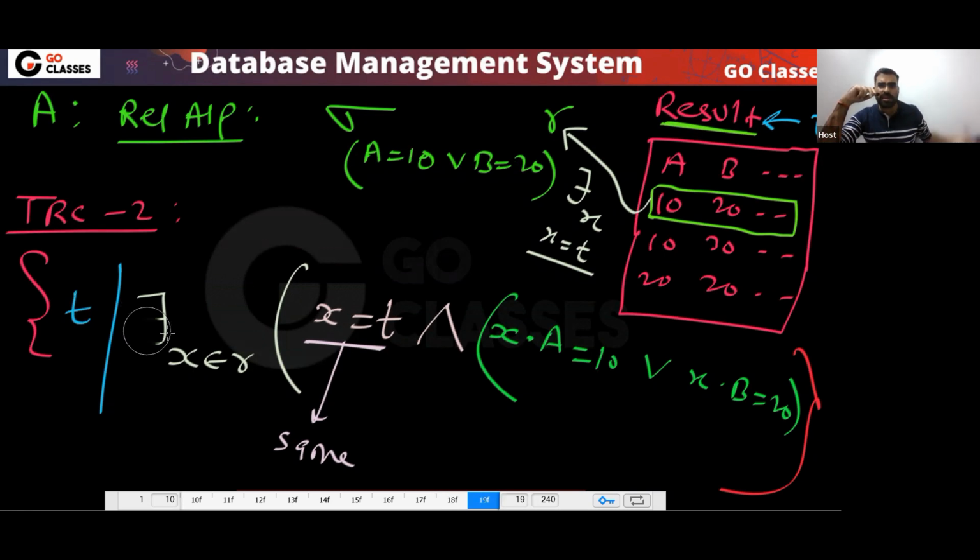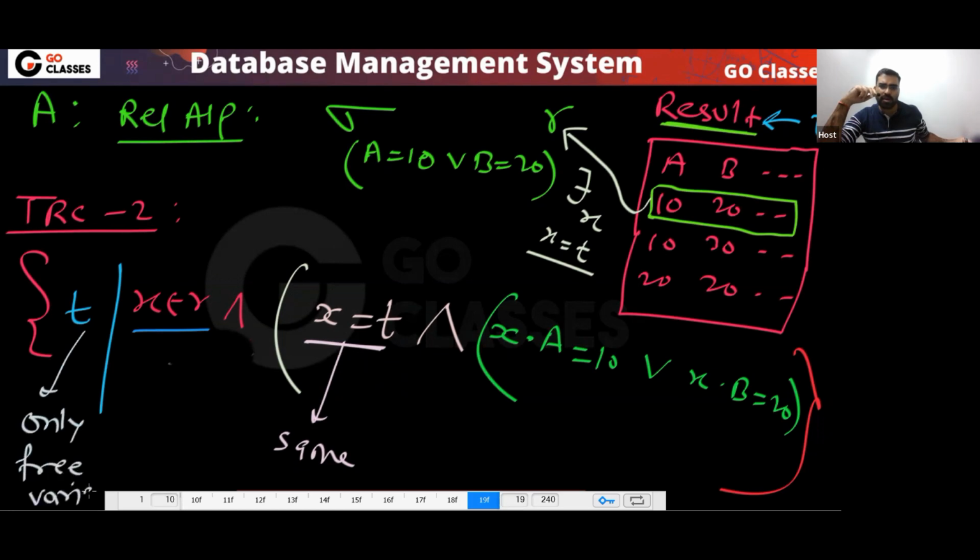In this question, can you notice this will be wrong if I remove this? If I do this, that x belongs to R, now this will be wrong. Why? Tell me the reason. Because I told you the only free variable must be this. Agree?